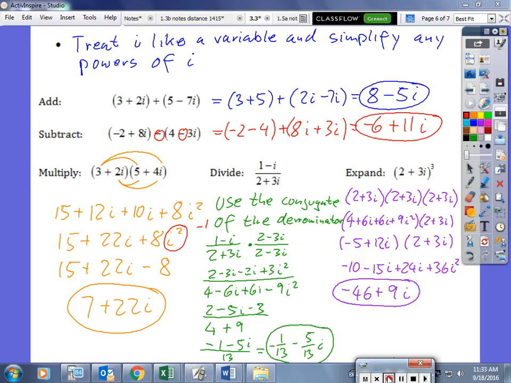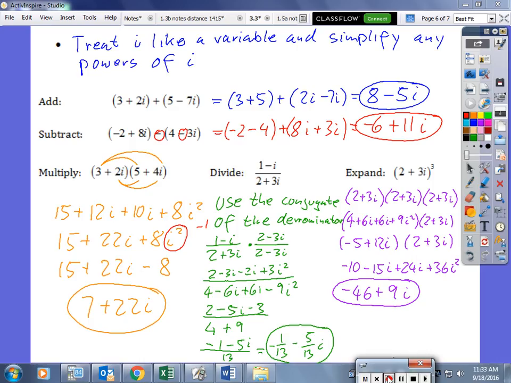When we multiply 2 plus 3i with 2 plus 3i, we get 4 plus 6i plus 6i plus 9i squared. The 9i squared turns into a negative 9, remembering that i squared is negative 1. Combining that with 4, we get negative 5 plus 12i.